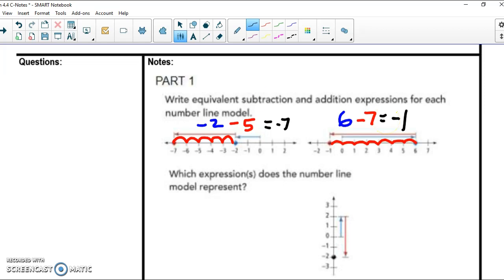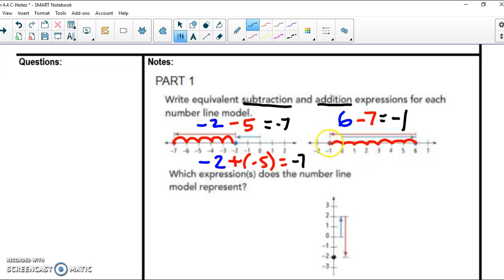So now let's look at how I can write equivalent subtraction and addition expressions for these number lines. So I've written a subtraction expression for each, but let's look at what this would look like as an addition problem. I'm still starting at 0, and I'm moving -2 units. From here, I'm adding another -5. So instead of saying -5, I could also say plus -5. And I'm still going to end at -7.